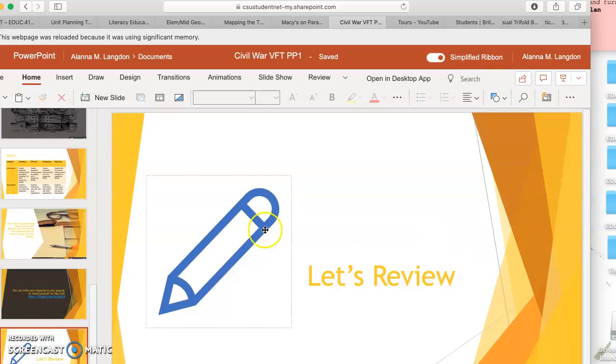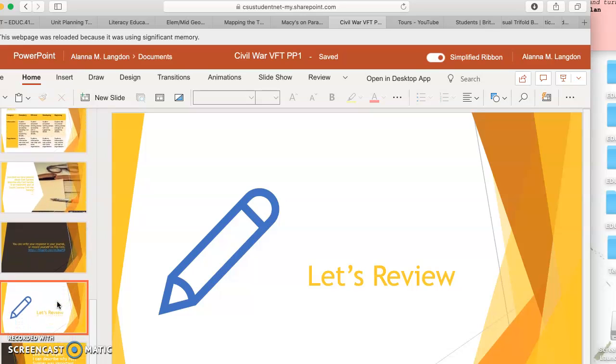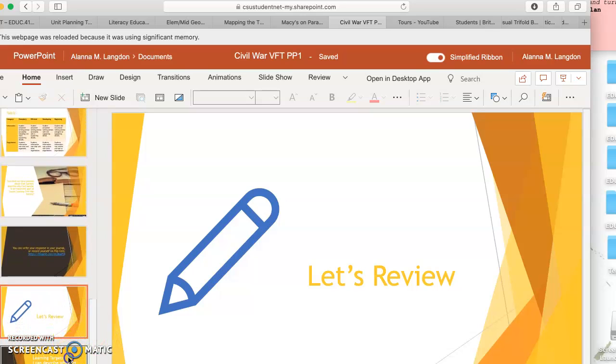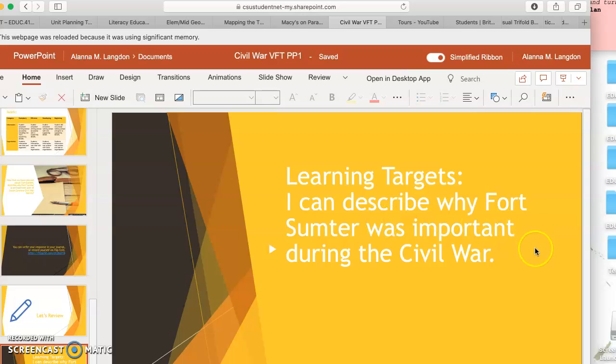Once the students finish the assignment, we'll just review and have the students discuss why Fort Sumter was important in South Carolina history. And then the last thing I would do, just to keep it consistent, is have the students repeat the learning target.